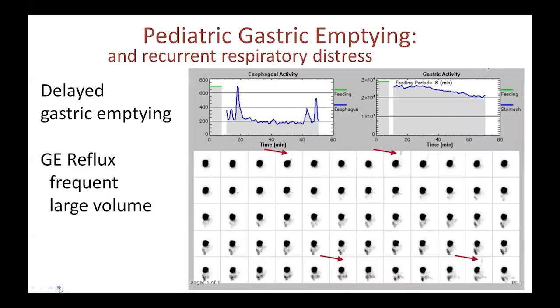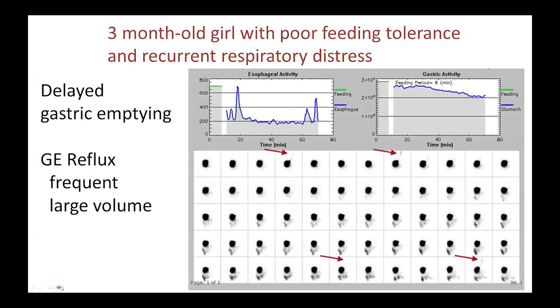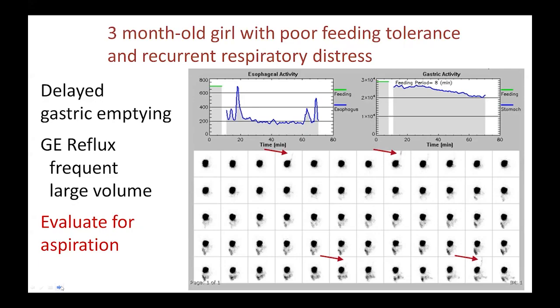Here's a 3-month-old girl with poor feeding tolerance and recurrent respiratory distress. As we look at these images, we can see that there's delayed gastric emptying, and this is confirmed on the time activity curve. But in addition, we're seeing multiple episodes of gastroesophageal reflux, as demonstrated by the red arrows. This is frequent and of large volume, reaching high in the esophagus. Therefore, it may be appropriate to evaluate this patient for aspiration.